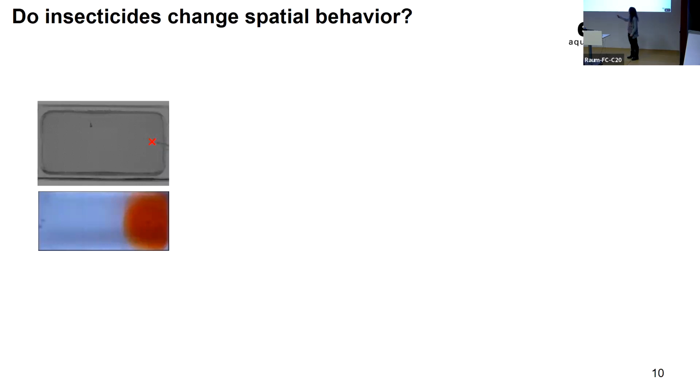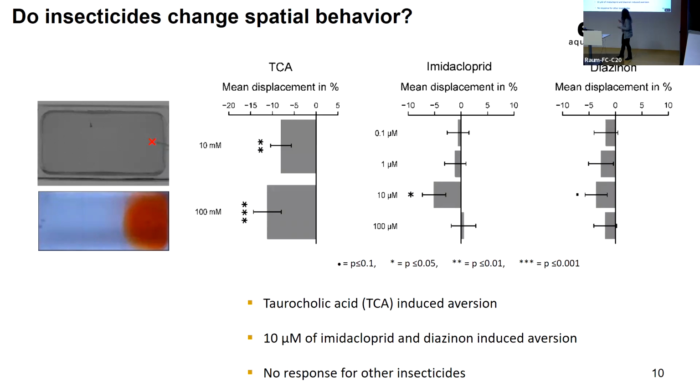So this is how our chamber looked, and this is how it looks when we inject the insecticide. Oops, this is different. So we measured the mean displacement before and after injection. And the first thing we found is that our positive control, taurochloric acid, which is a bile acid that has been shown to induce aversion before, also triggered aversion in our setup.